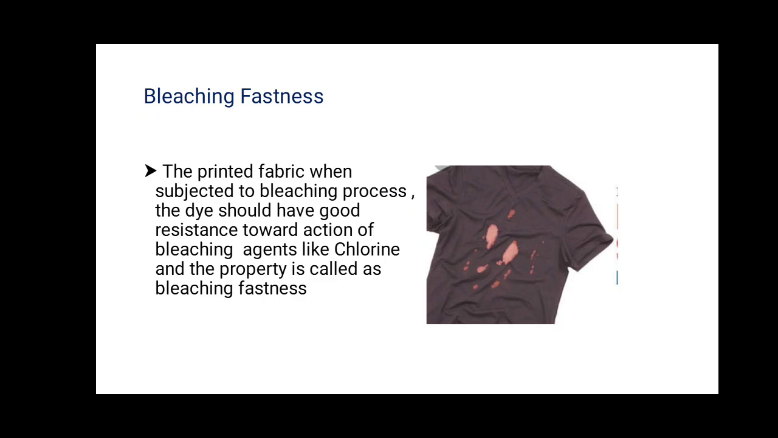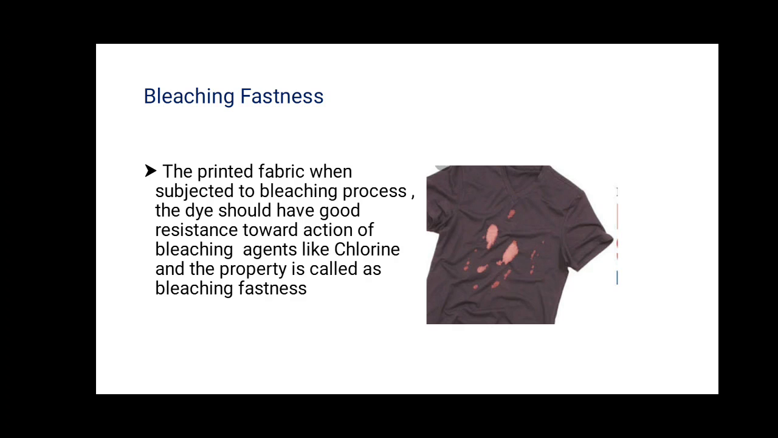When we expose some textile material, some shirt or t-shirt, to the bleaching process, there may be some change in color. So the dye printed on a t-shirt or cloth, any textile material, has good bleaching fastness property if there is no change. Got it? So students, today we discuss fastness properties.